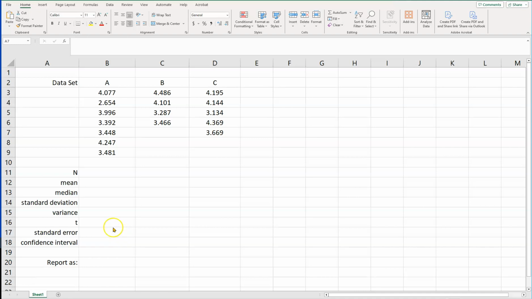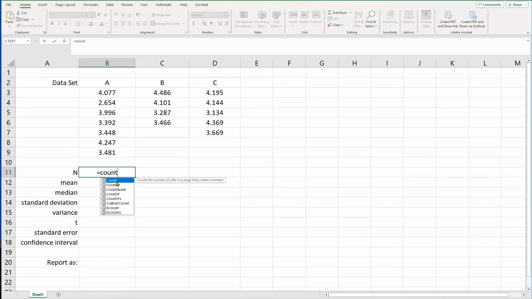In this video, we're going to calculate the 95% confidence intervals for three data sets. I have data set A, data set B, data set C. It's going to be very useful for us to know how many points are in each data set. In Excel, there's an easy way to count things automatically.